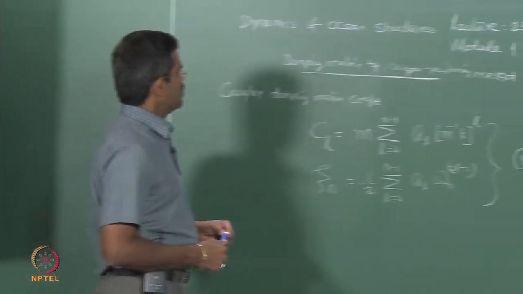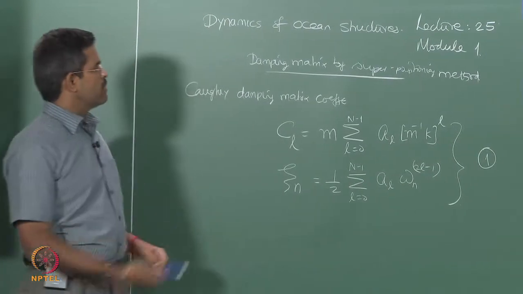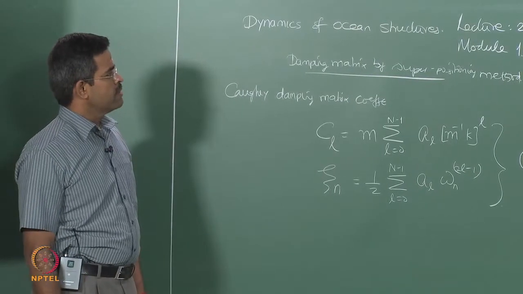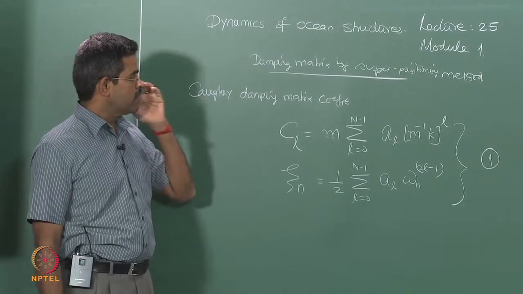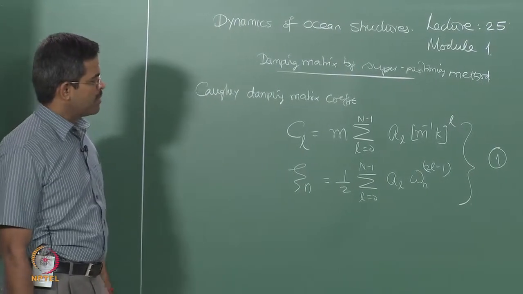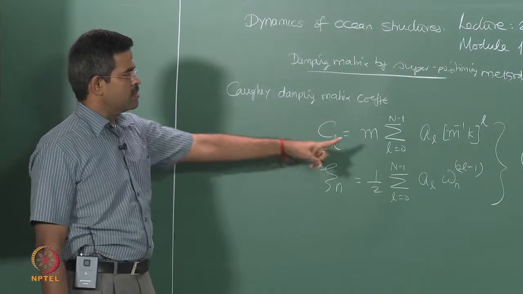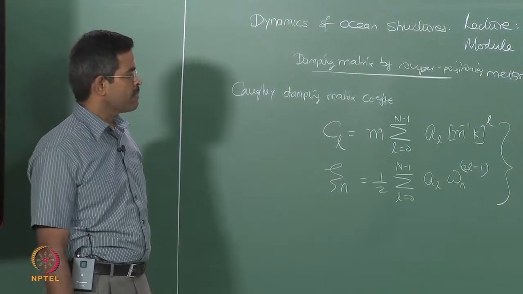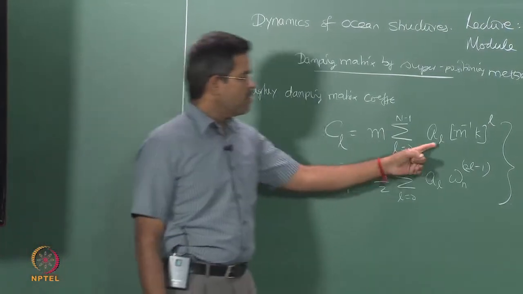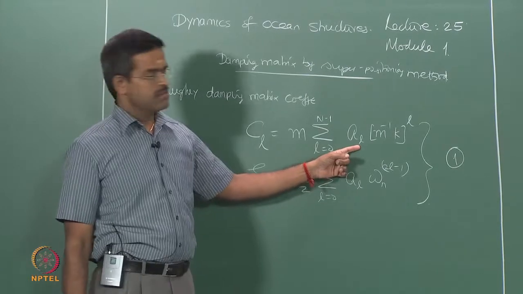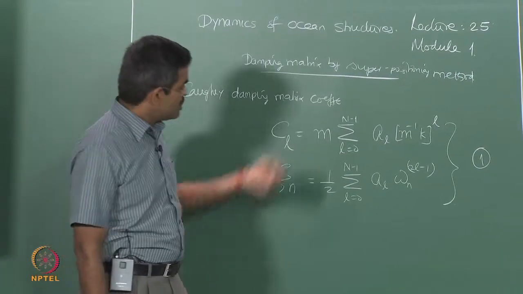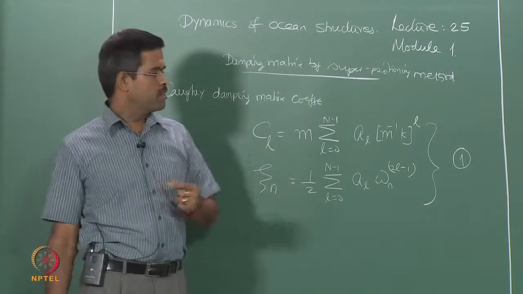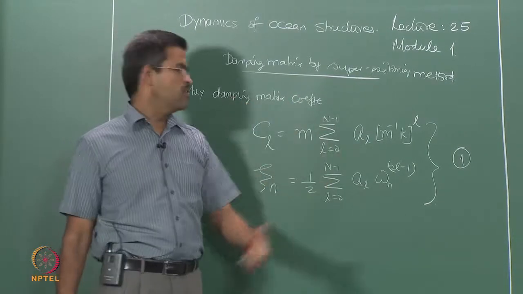Today we will discuss another new method of damping estimate. In the last lecture we discussed Caughey's damping matrix method, by which we can easily estimate the damping matrix. The coefficient C_L is given by this equation as we derived in the last lecture, where the index L varies from 0 to n minus 1, where n is the number of degrees of freedom, or J, which can be much lower than n depending upon how much you want to truncate the modes.